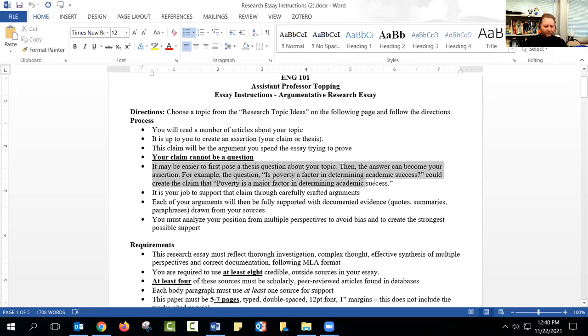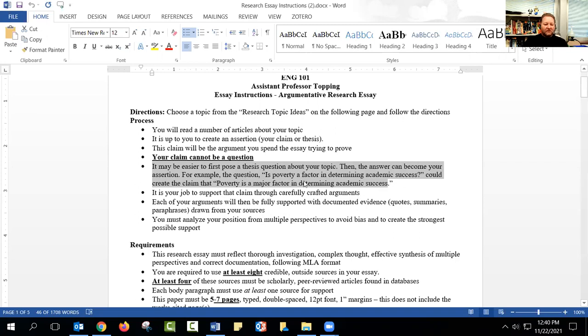And for a lot of you, it might be easier to pose a thesis question about your topic. We're going to go over how to find one of those in a minute. It says, then the answer to your thesis question can become your thesis statement. It can become your assertion. So for example, the question, is poverty a factor in determining academic success? That's a question, right? But by answering that question yourself, you could come up with a statement that poverty is a major factor in determining academic success.